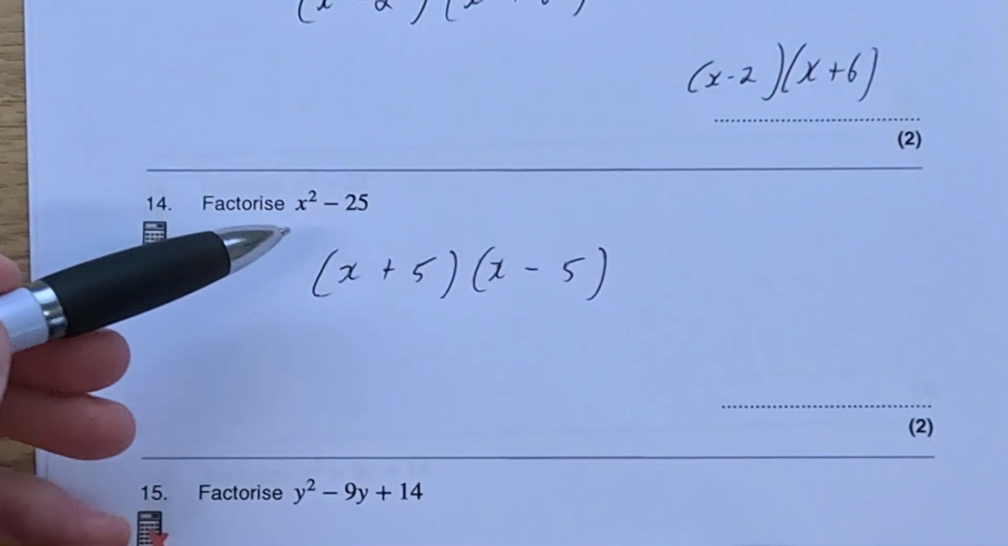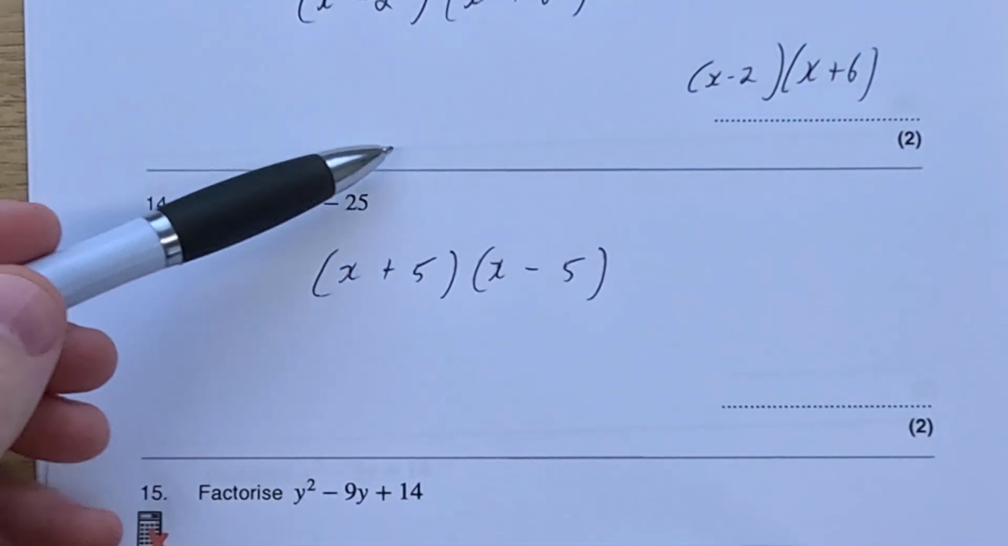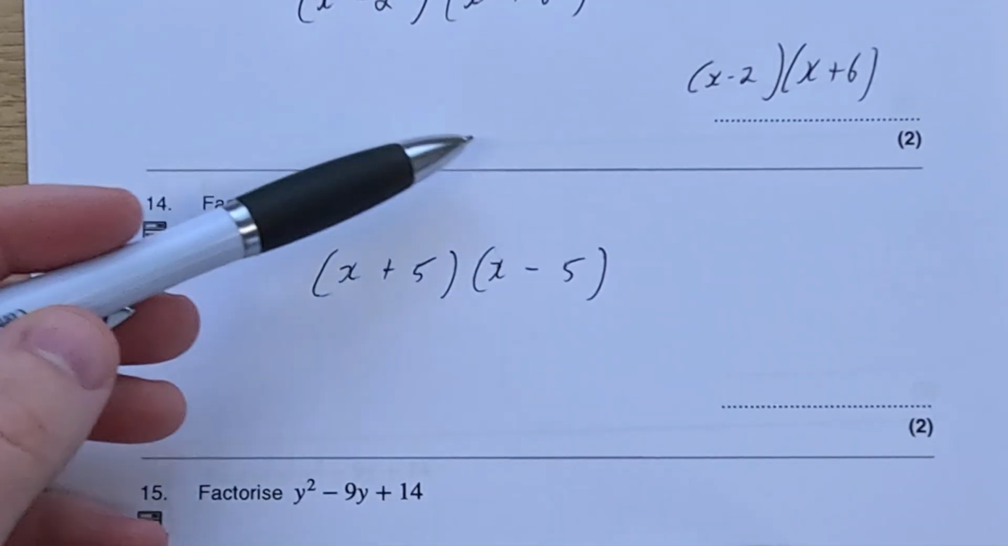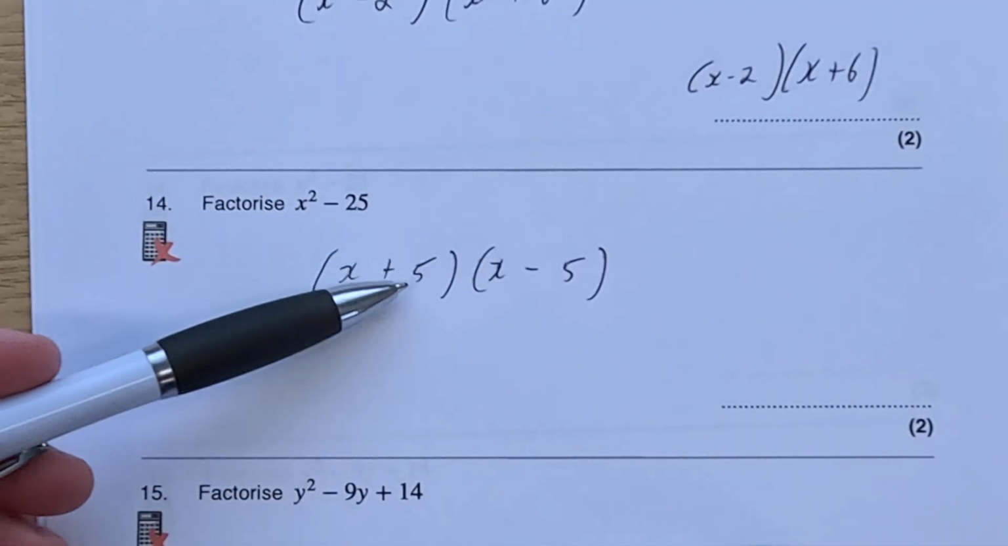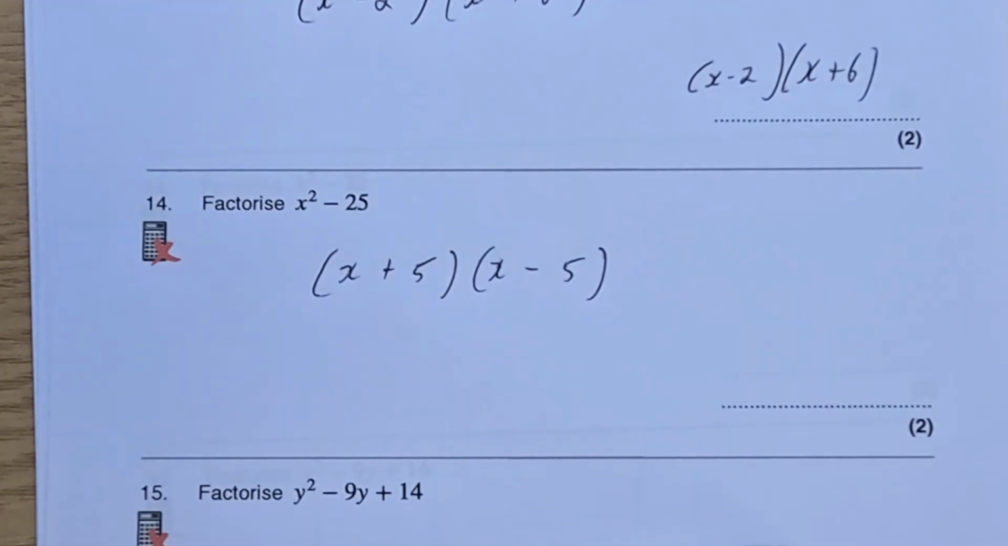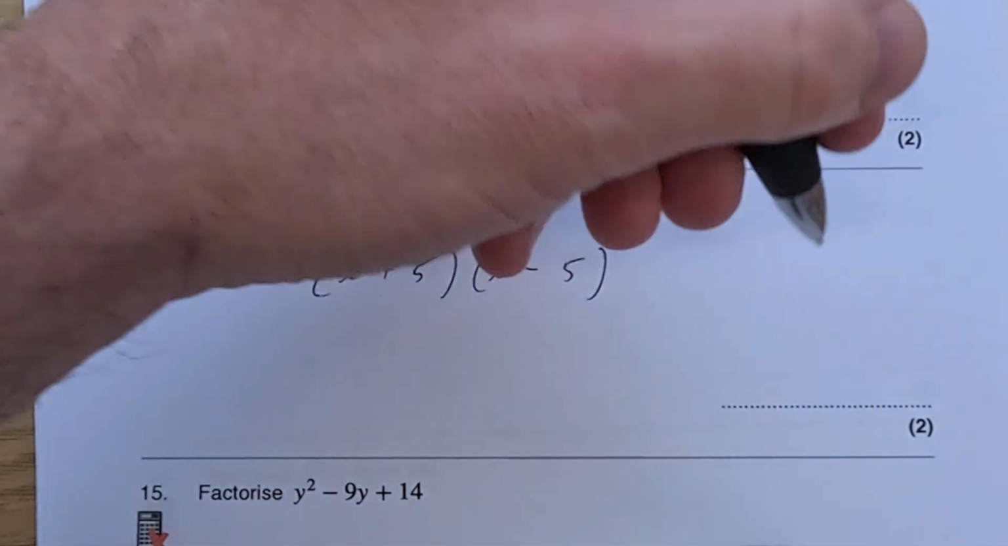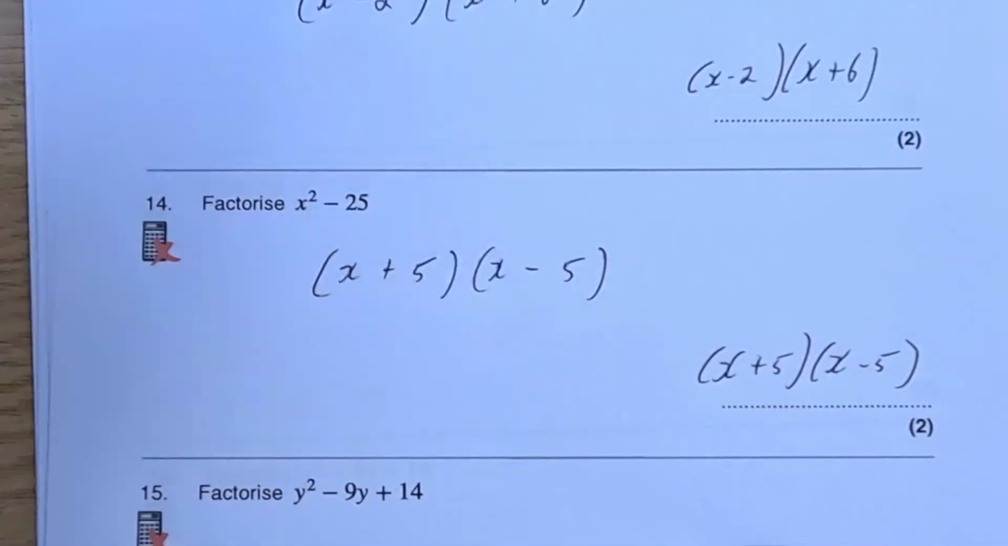So we've factorized it. And if we wanted to check it, we could do x times x is x squared, x times minus 5 is minus 5x, 5 times x is 5x, and you add them together, you get 0, and then minus 5 times 5 is minus 25, so it'll just be x squared minus 25. So that's our answer, x plus 5 and x minus 5. Okay, let's look at our next question, question number 15.